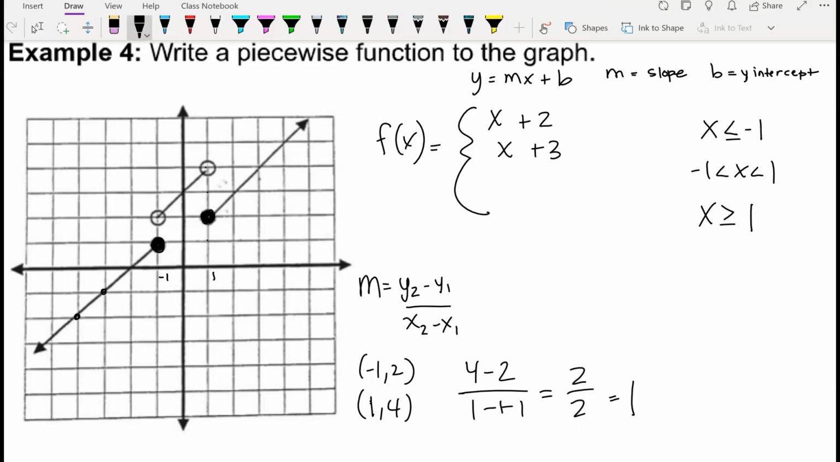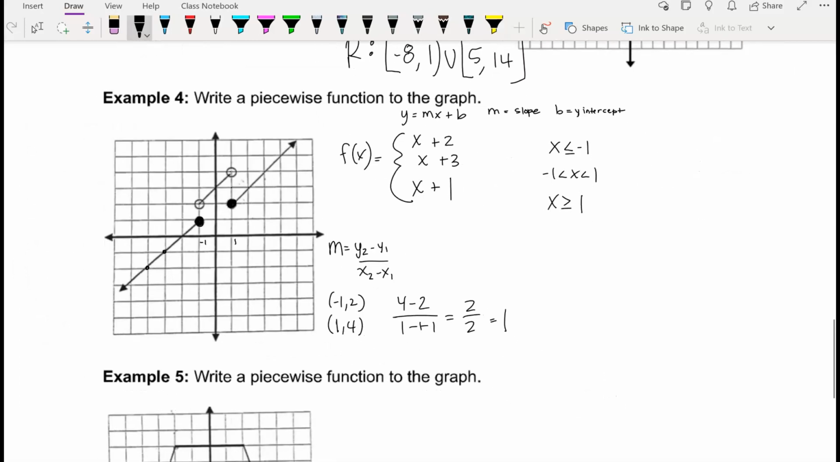All right, then the next one, it looks like it's up 1 over 1 for the slope, so 1x. And then if we went down 1 over 1, it would be plus 1 for our intercept. All right, and we don't need to include the 1.